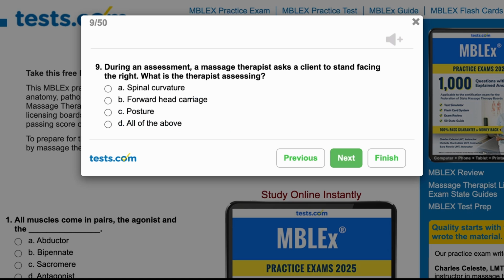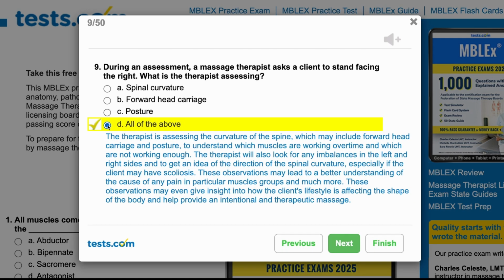Question number 9. During an assessment, a massage therapist asks a client to stand facing the right. What is the therapist assessing? A. Spinal curvature. B. Forward head carriage. C. Posture. Or D. All of the above. The answer is D. All of the above.